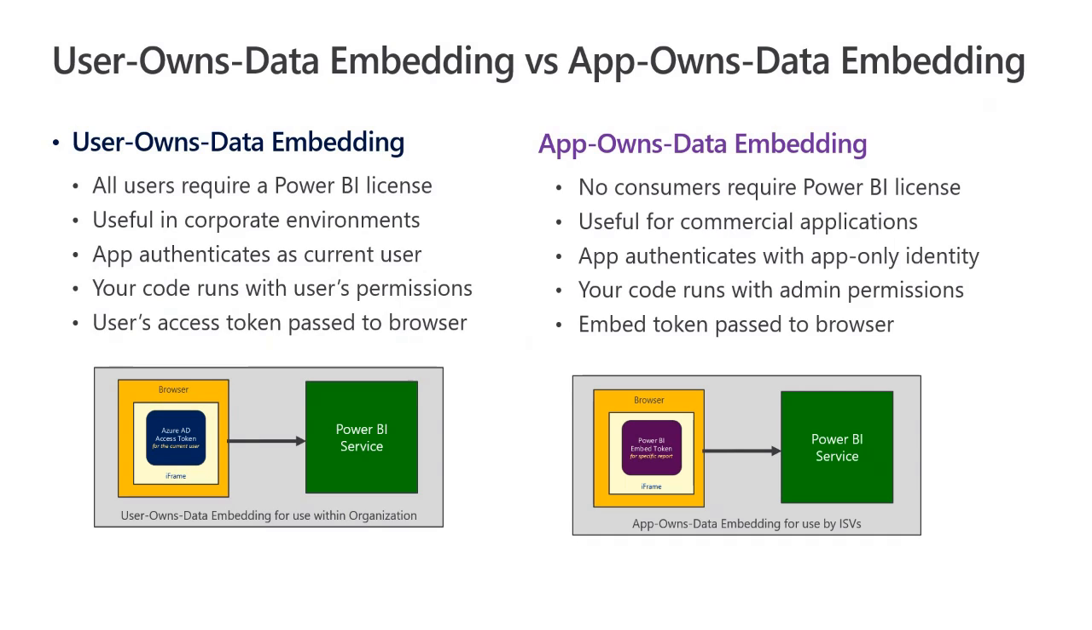And the idea is that generally you make a service principal privileged call into workspaces to do your work. But what's kind of nice about that is that you can manage your users any way you see fit, and there's no need to license them or get them as Azure AD accounts. But what's important is when app-owns-data embedding is used, you have to generate a special token called an embed token and pass that back to the browser.